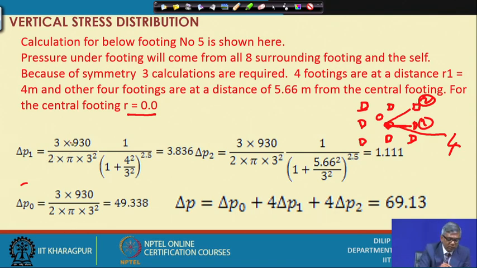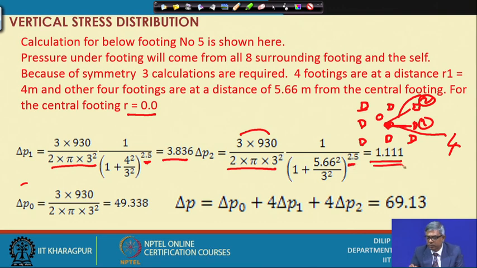So, del p 1 is 3 q by 2 pi z square at 3 meter depth, 1 by 1 plus 4 square by 3 square to the power 2.5. So, it will be 3.836. Del p 2 means this one to this. This distance will be under root 4 square plus 4 square, so that will be 5.66. So, 3 into 930 by 2 pi z square, 1 plus 5.66 square by 3 square to the power 2.5, it comes 1.11.